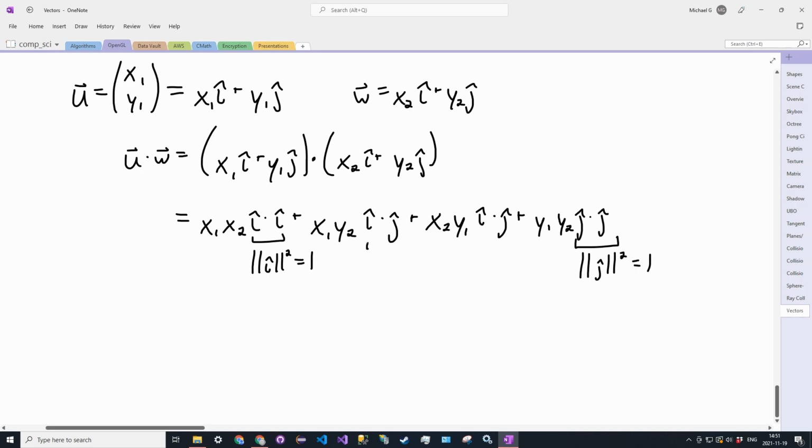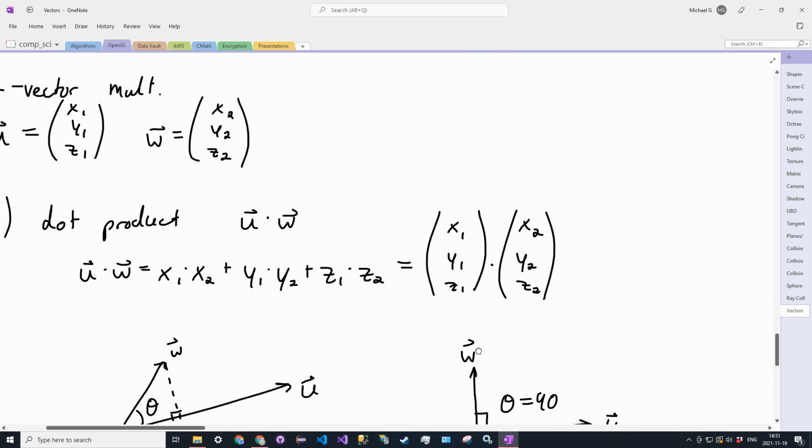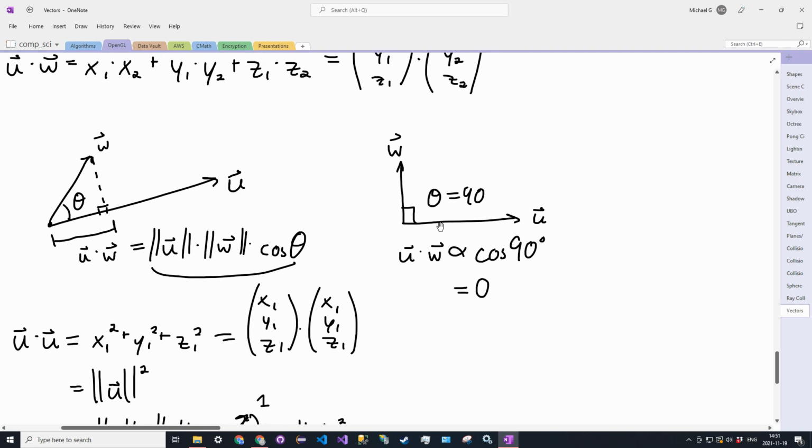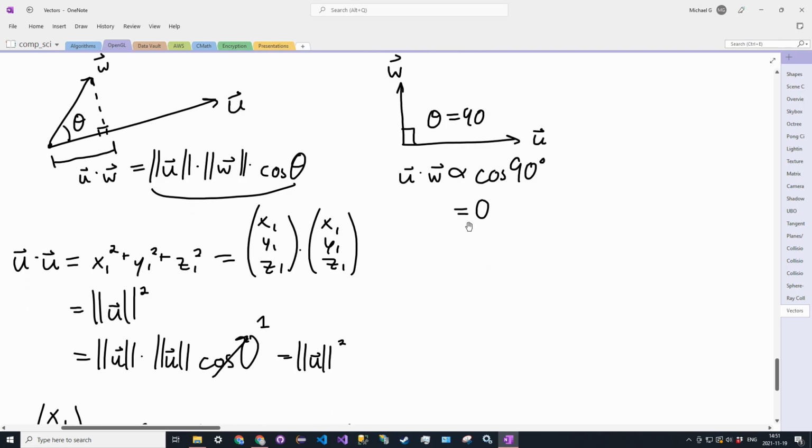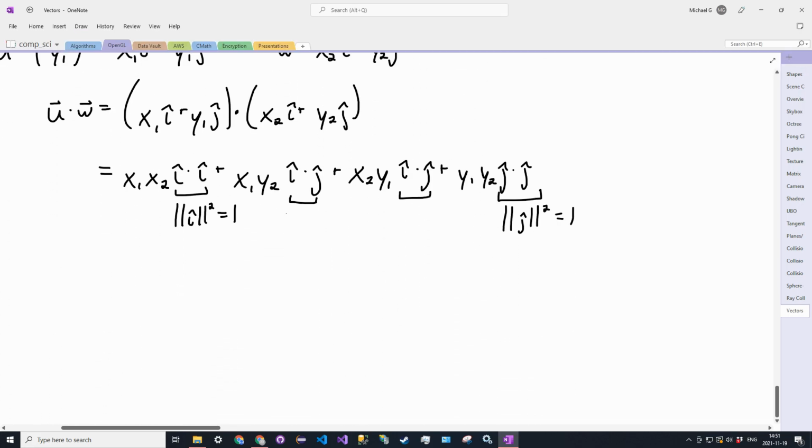Now what about i dot j? Is there anything special about these two vectors? If we look at our 2D plane again, this u and w here, when they're perpendicular, that kind of looks similar. The unit vectors i hat and j hat are perfectly perpendicular, so their dot product will be 0. So we're going to get a 0 here because i hat is perpendicular to j hat.